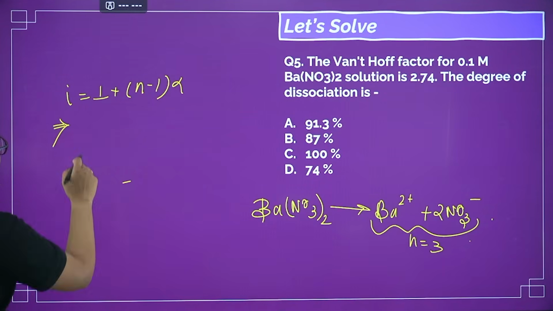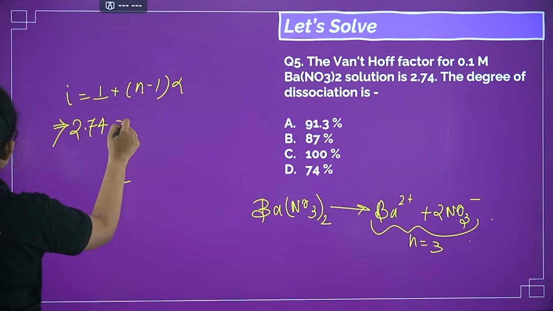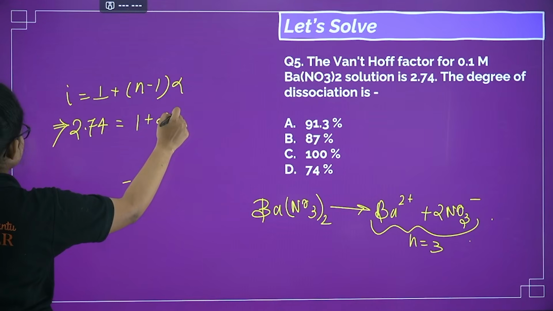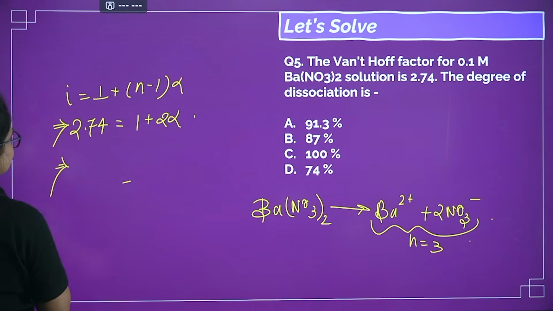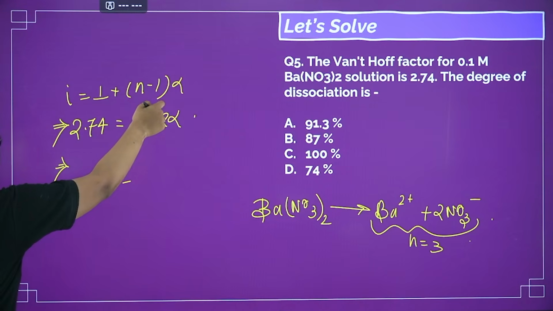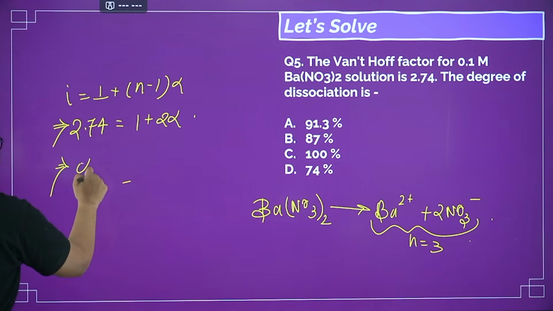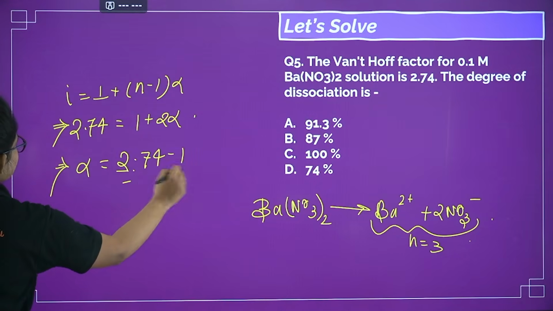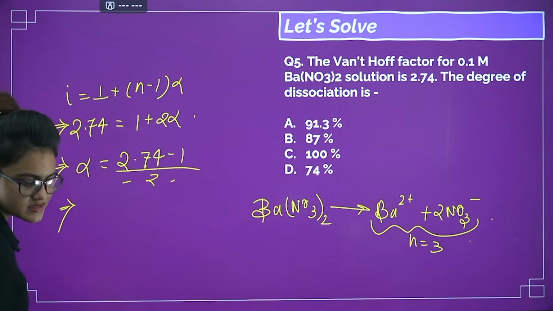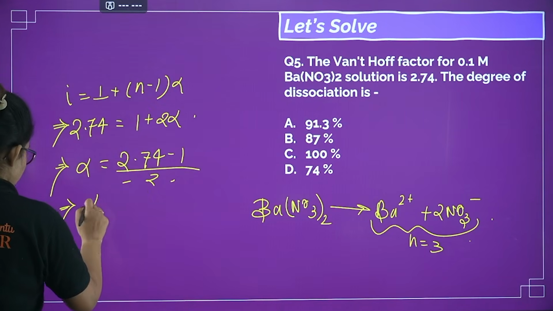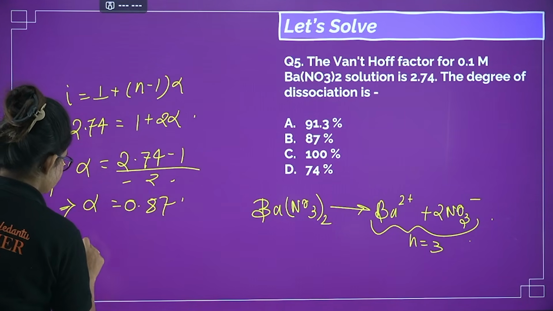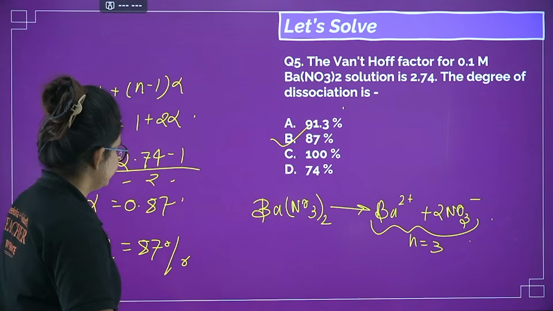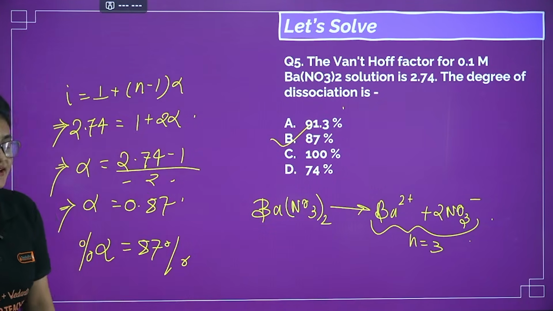So the i value is given as 2.74. 2.74 equals 1 plus 2 alpha, right? Because 3 minus 1 will come to 2 alpha. So alpha will come as (2.74 - 1) divided by 2. If you calculate, alpha will come as 0.87. So percentage alpha will be 87%. Option B is the correct one. Okay, I guess it's clear to you.